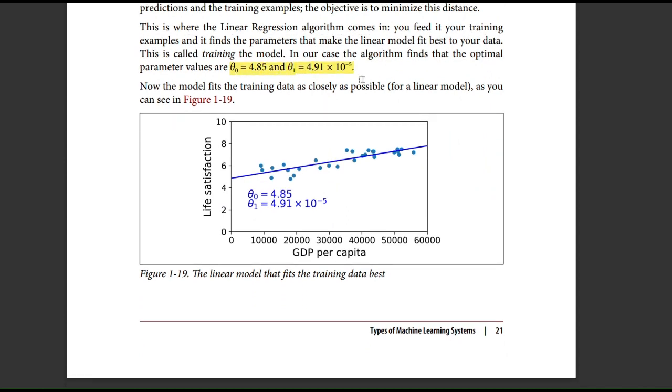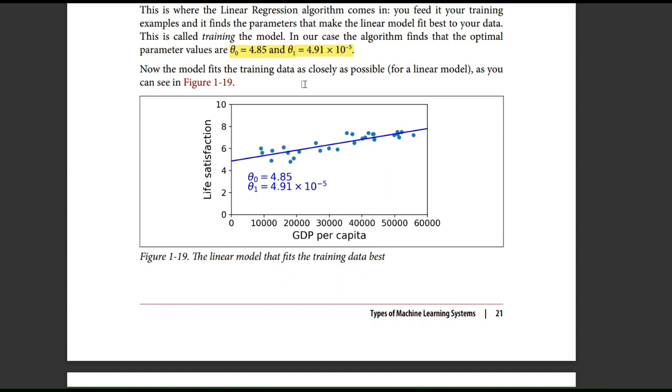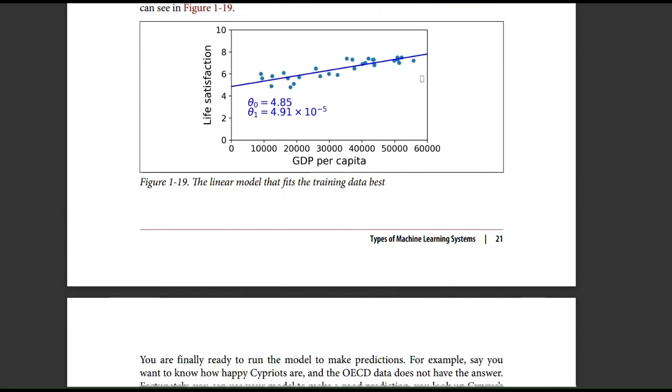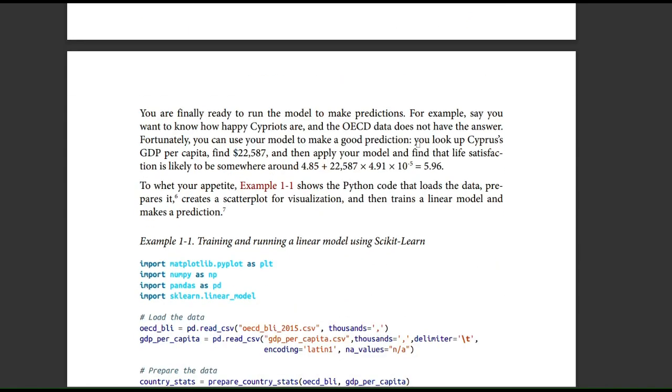So yeah, this is a paragraph about how linear regression model works. We'll cover this in detail. This is where the linear regression algorithm comes in. You feed it your training examples and it finds the parameters that best fit the linear model for your data, and this is called training the model.